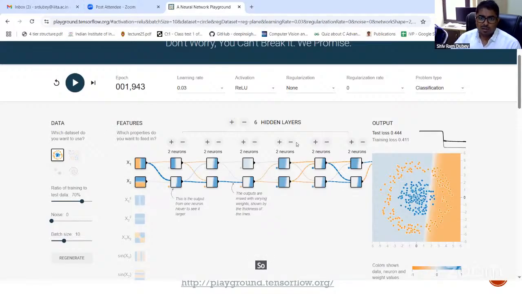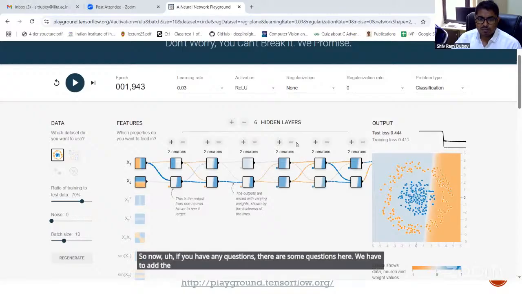So now, if you have any questions, there are some questions here. We have to add the bias term to shift the linear outputs, right? Yes, the bias term will give you the shifting effect, scaling effect.